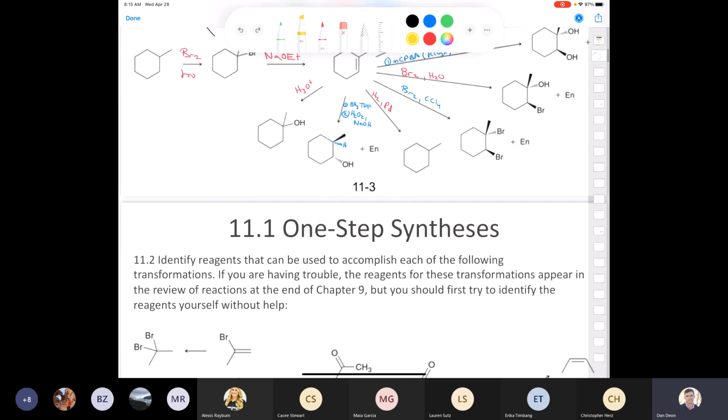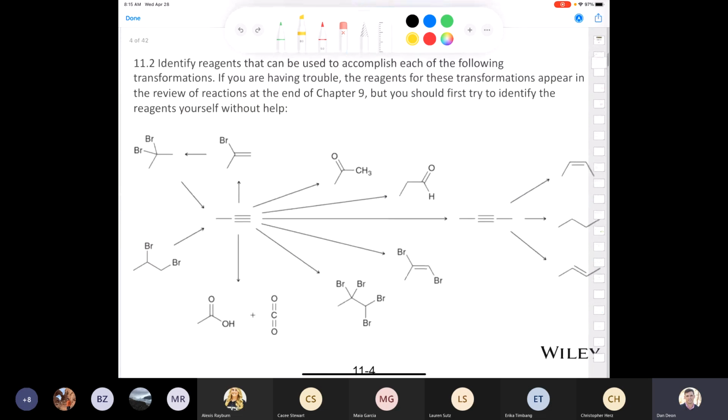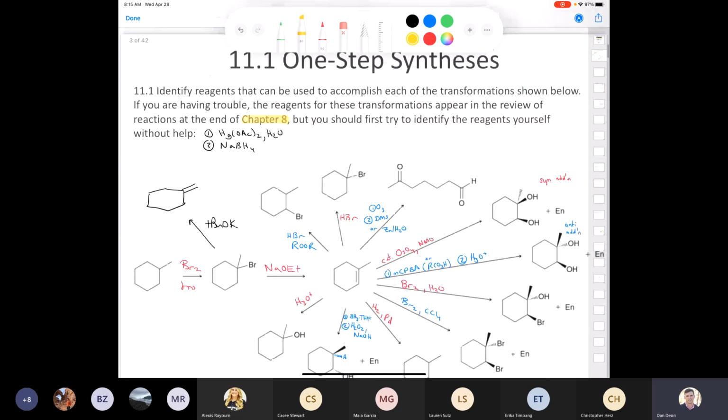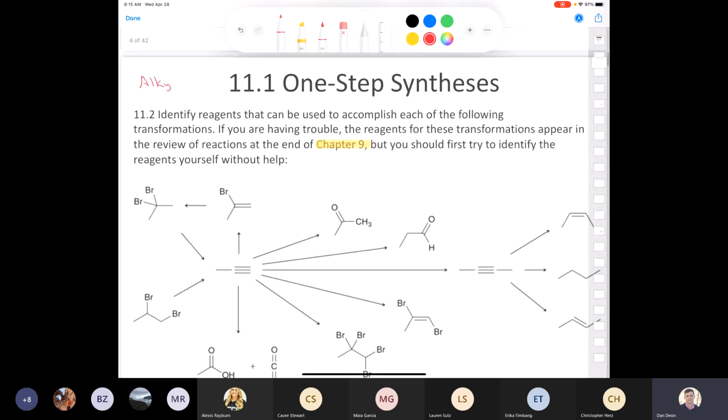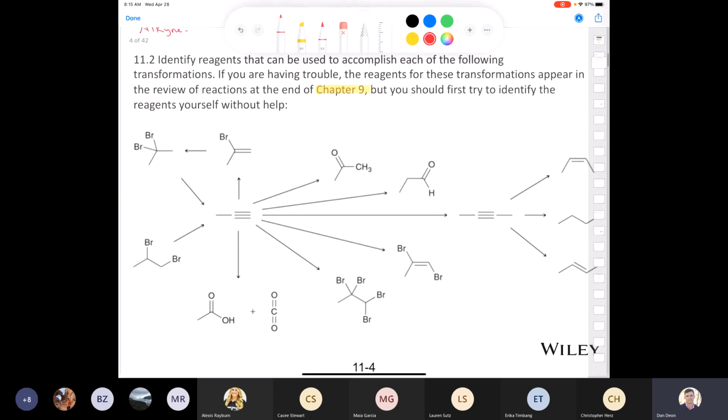All right, let's move on to question 11.2. We're only in the second question in the whole chapter. And then after this, we'll tone it down and we'll talk about some strategies. But this question deals with the reactions that you learned in chapter 9. This is the alkynes chapter, right? If we go back here, this question focuses on alkene chemistry. So alkene chemistry. And now we're focusing on alkyne chemistry. And we spent 2 full days looking at alkyne chemistry.